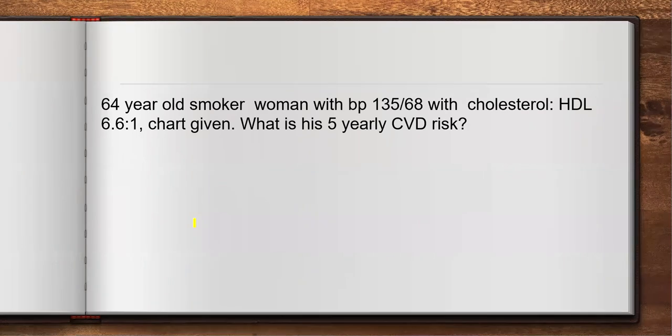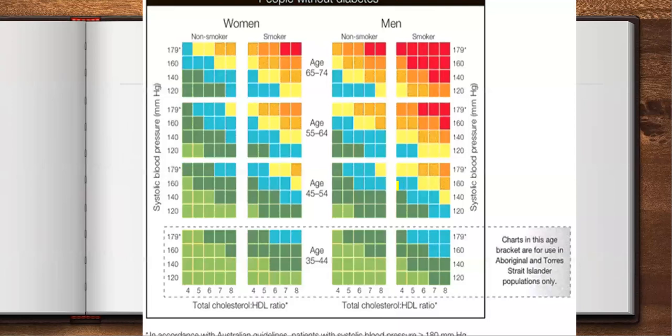Usually we do it as a 5-yearly risk assessment. There will be a chart like this given in your exam, and they will give all the information you need to fill up this chart. This chart is for people without diabetes. There is one for men, another for women, smoker and non-smoker. On the y-axis, you can see the systolic blood pressure. And on the x-axis, you can see the total cholesterol and HDL ratio. Also this chart is divided according to the age of the patient. Now you know how the chart looks.